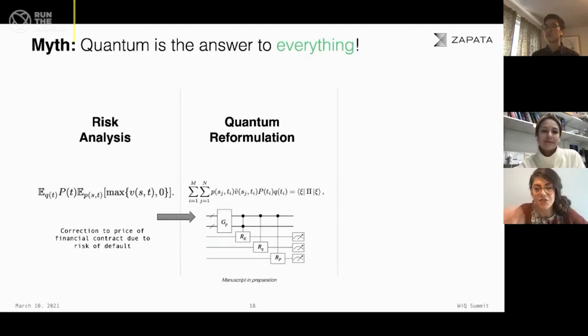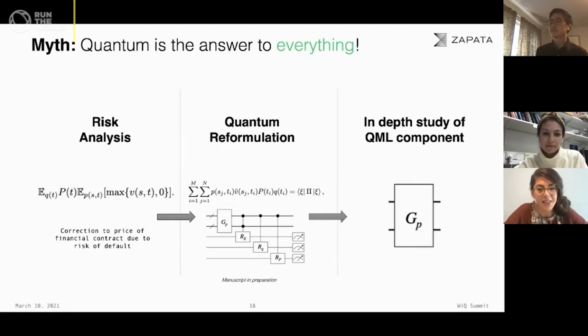So this is to stress the point that it's not straightforward to find a way to introduce some quantum approach into your problem. And I just want to add one single thing here, which is that, as you can see, there's this GP component, which is a quantum machine learning component that we used in the reformulation of the problem.